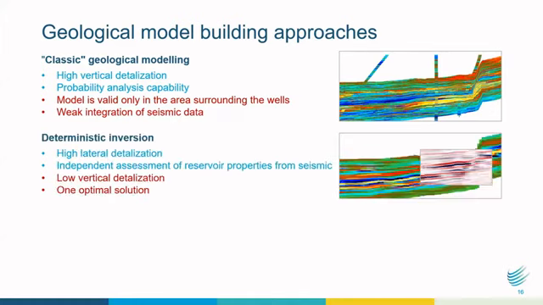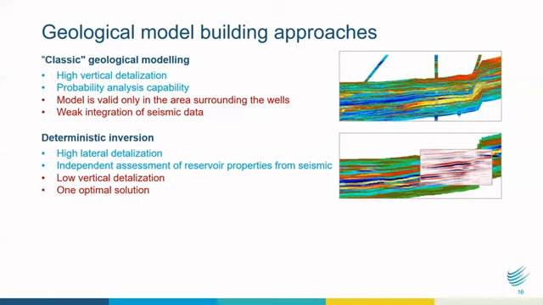Second approach is deterministic inversion. Using it, we can obtain high lateral detailization. We can perform independent assessment of reservoir properties from seismic data, but vertical detailization is low in this case, and we have only one solution and cannot assess the uncertainty.